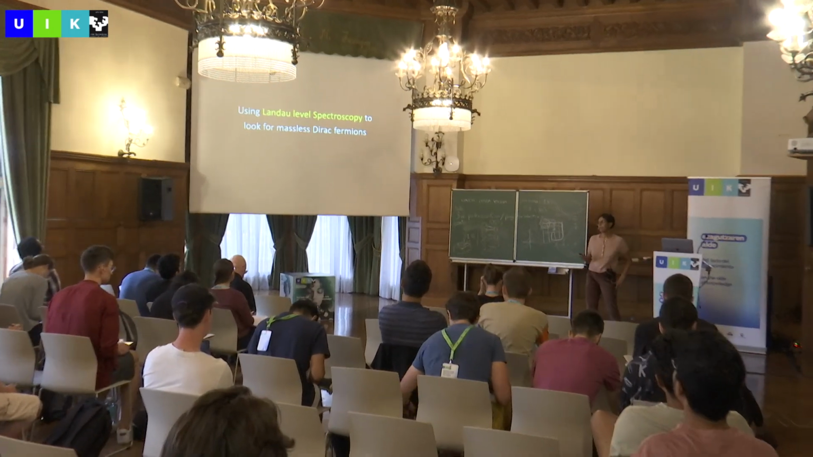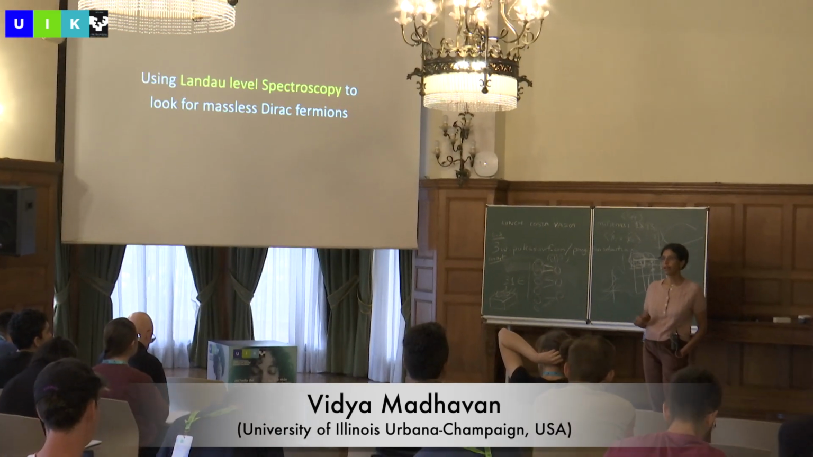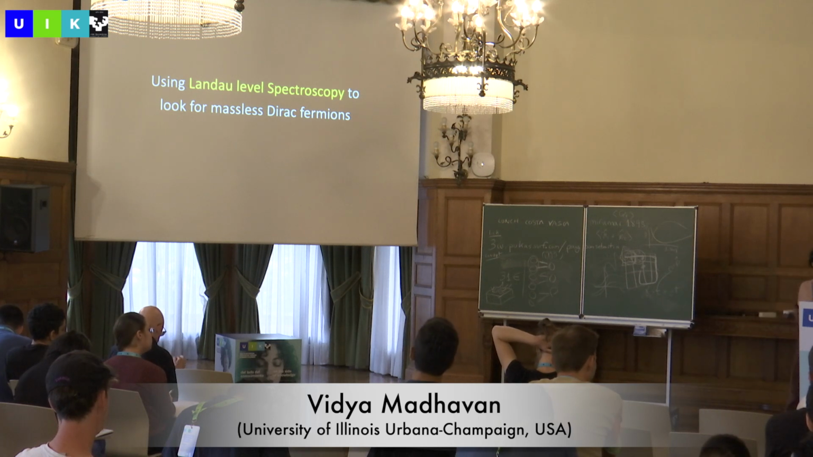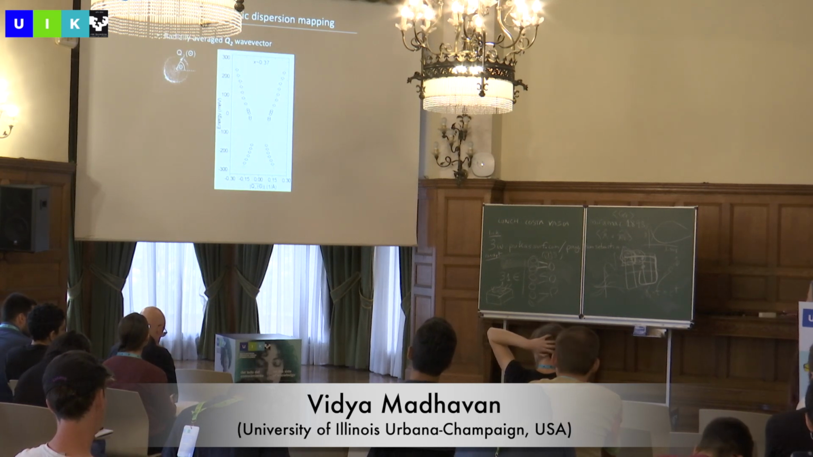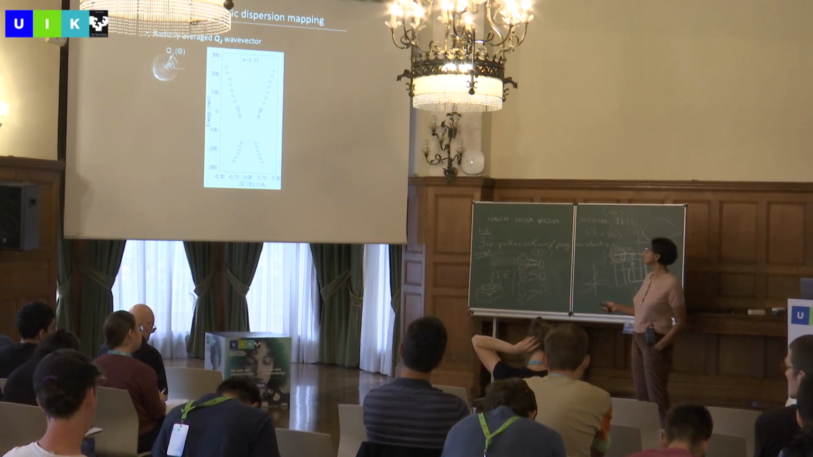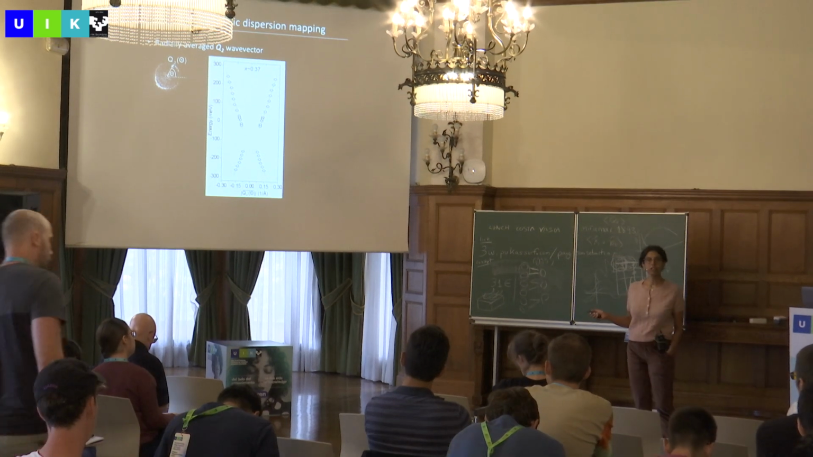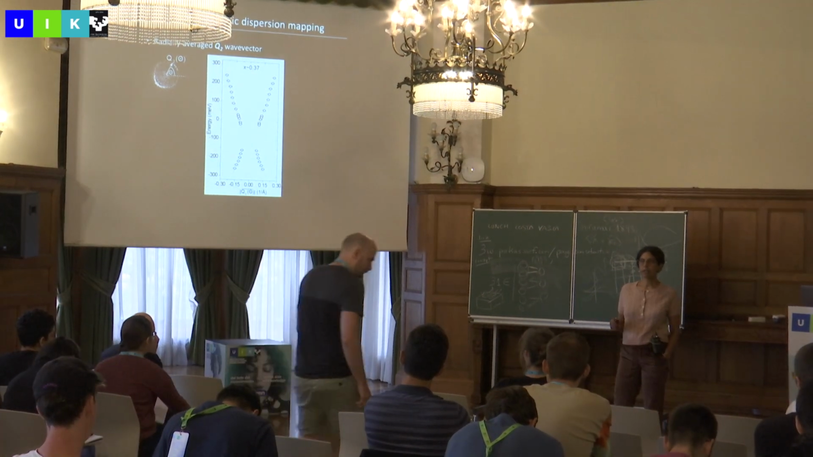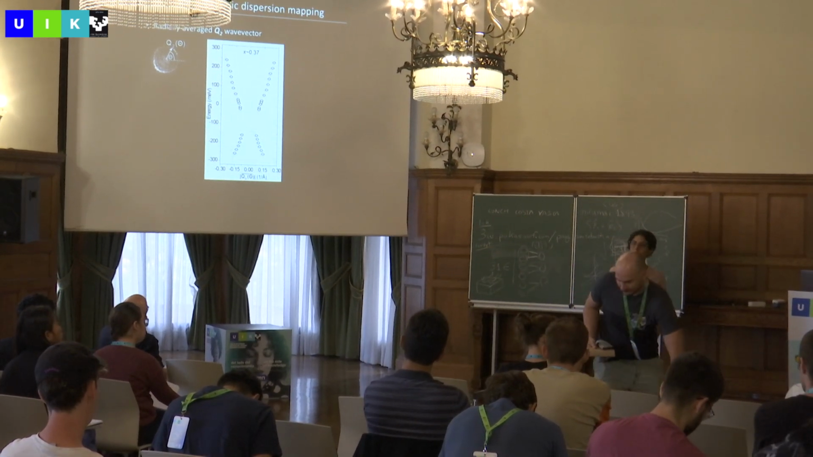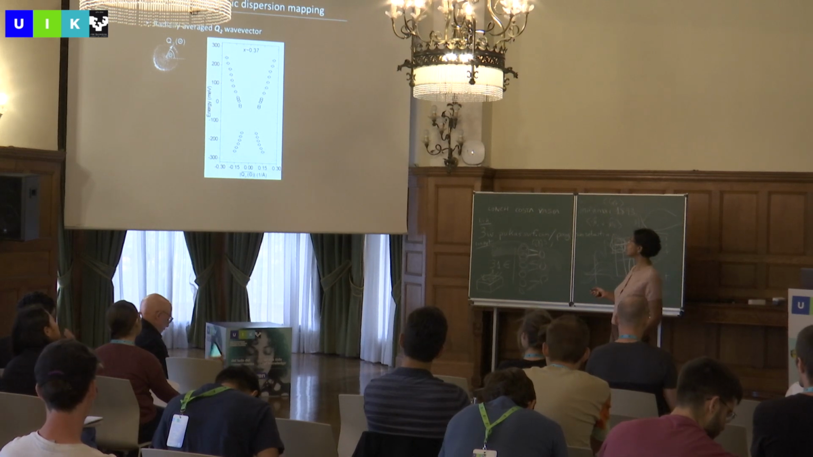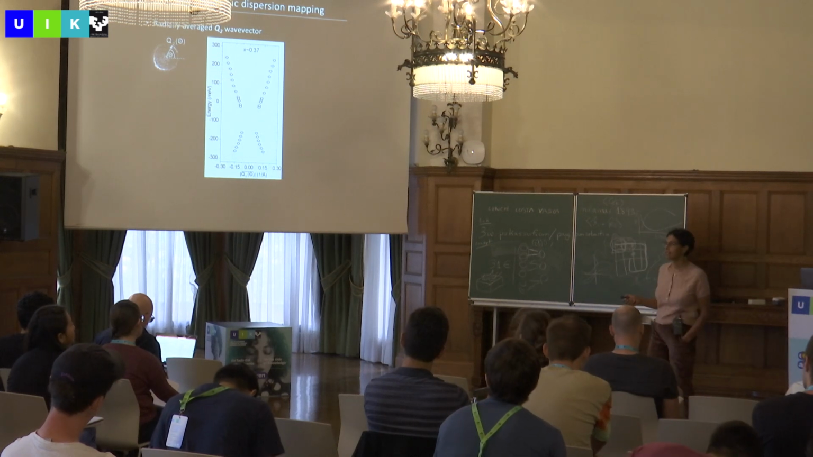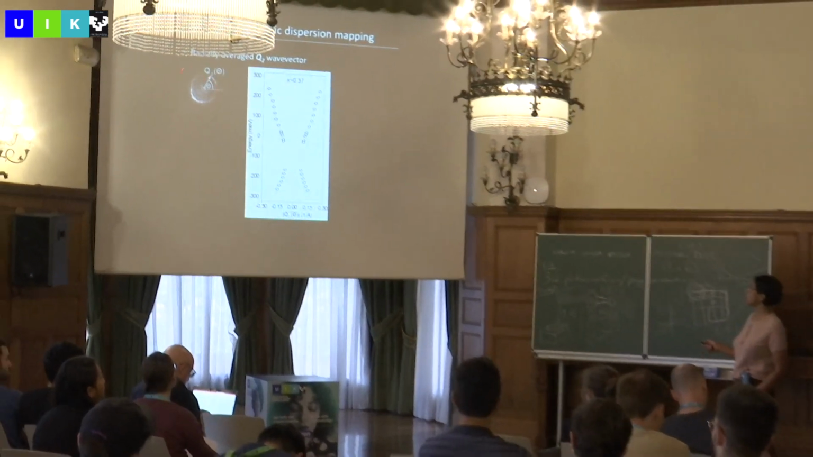So let me just continue from where I left off yesterday. Just to remind you, yesterday I was talking about scanning tunneling microscopy and quasi-particle interference, and I showed you how we can obtain information on the dispersion of any kind of two-dimensional state, right? These can be quasi-two-dimensional states of the bulk or even surface states. And I gave you an example of topological crystalline insulators and showed you how we can obtain the dispersion.